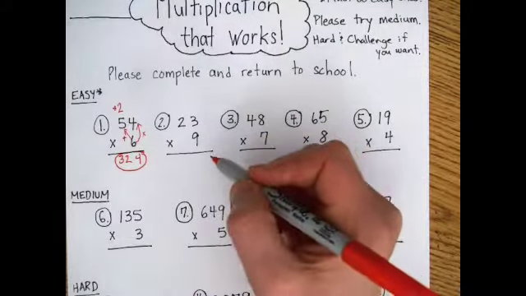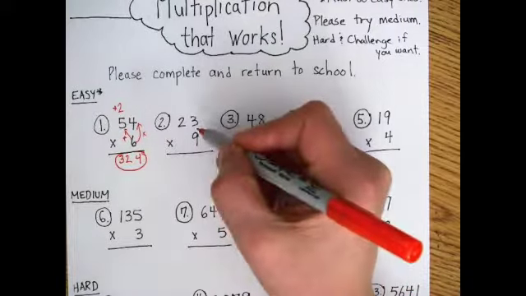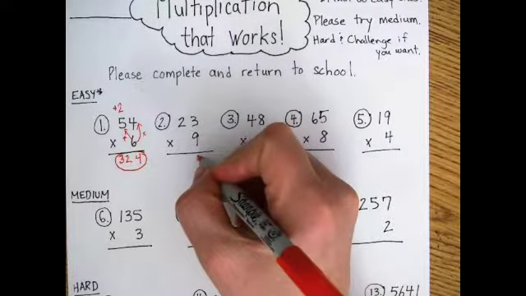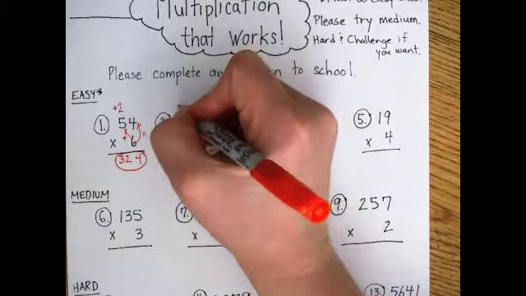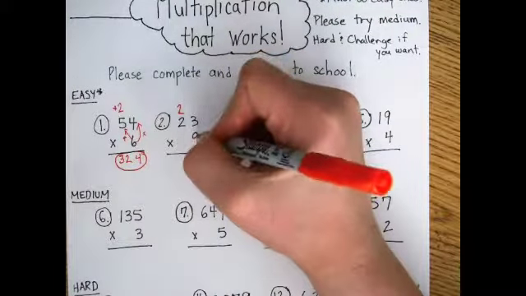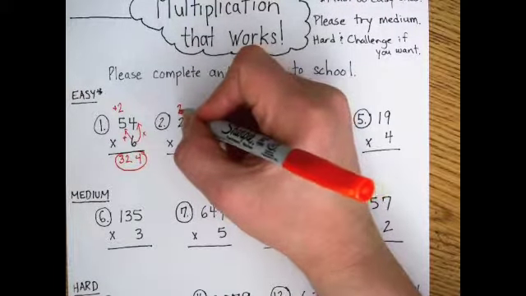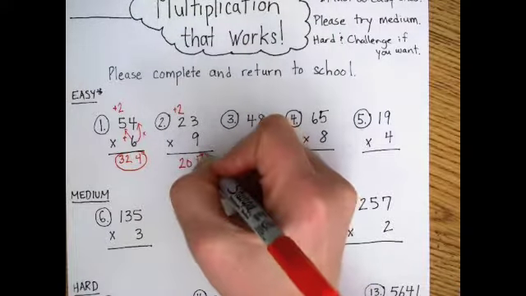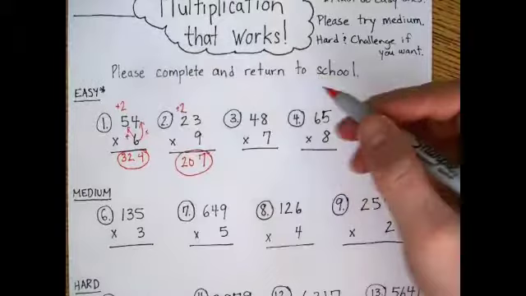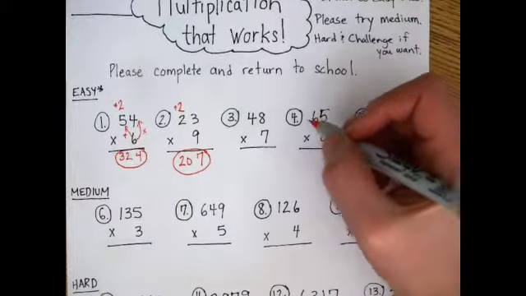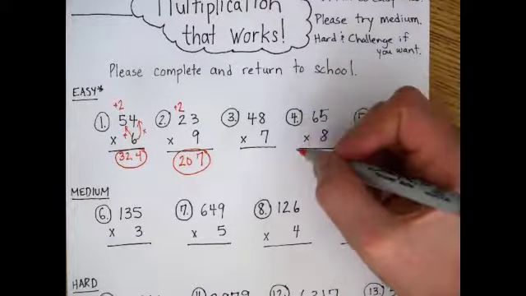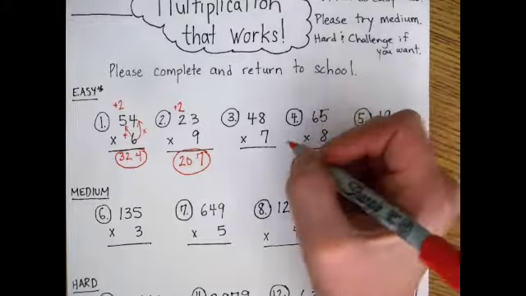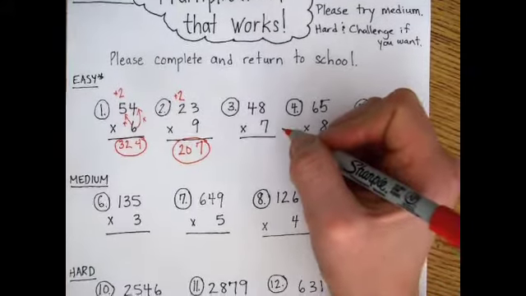All right, next. 9 times 3 is 27. Put down the 7. Carry the 2. 9 times 2 is 18, 19, 20. Okay, so that's 207 for that one. And if you're trying this at home, you can just pause the video here, do the problem, and then watch me go through the answers so that you are able to do it on your own.